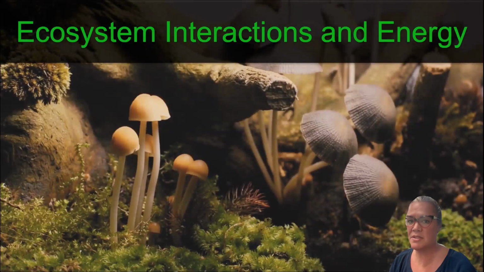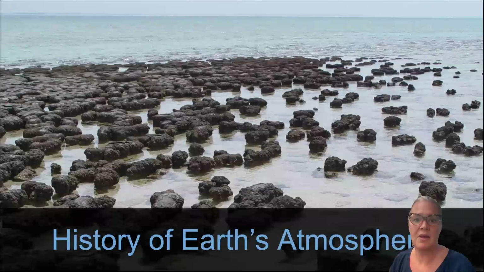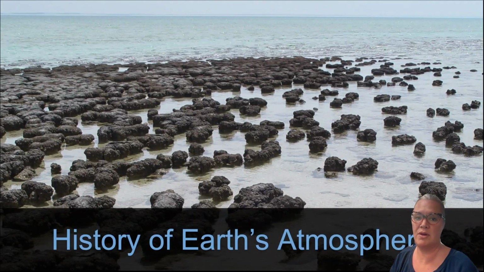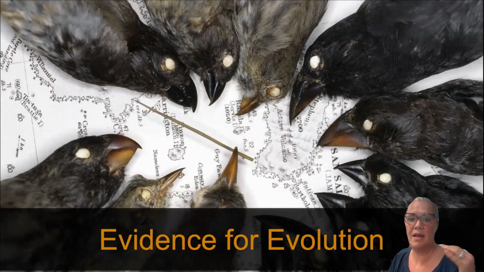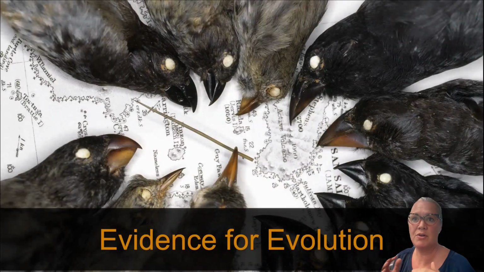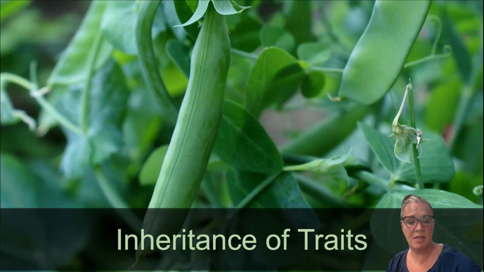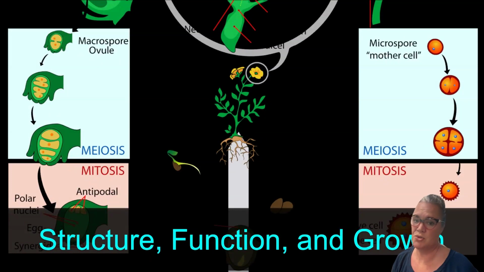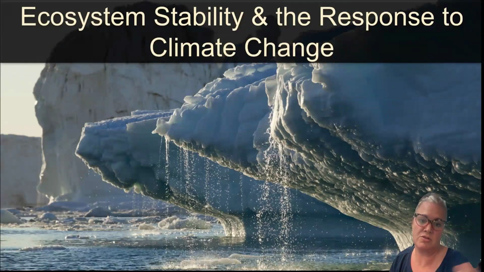We will be covering ecosystem interactions and energy, looking at the Earth and its atmosphere and how that actually formed over the history of the Earth. We'll look at a lot of different aspects of life on Earth and how it's changed over time and how we see evidence for evolution. Then we'll also take a look at inheritance of traits. So that takes us into more modern genetics and structure and function and growth within systems, biological systems, organisms, all of those aspects is a very interesting unit.